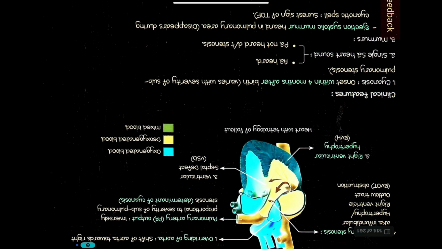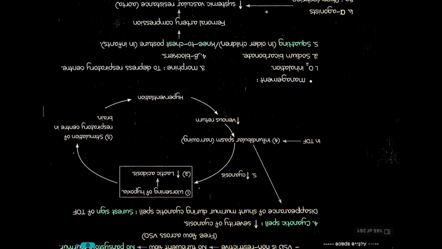Murmurs: ejection systolic murmur heard in pulmonary area, disappears during cyanotic spell. Surest sign of tetralogy of Fallot. The ejection systolic murmur, which is heard in the pulmonary area, disappears during cyanotic spells, and that is the surest sign of tetralogy of Fallot.